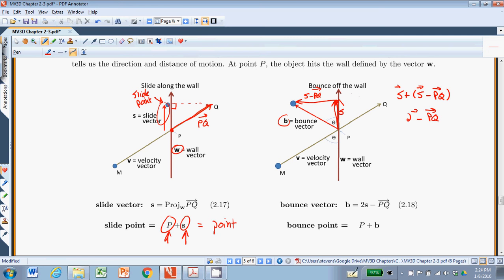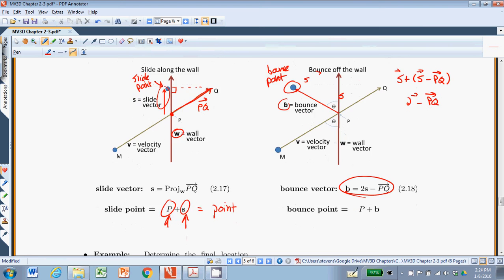Right? So that bounce vector is just 2S minus PQ. And again, if I actually want to get the bounce point, that's this blue dot, that's what I call the bounce point, I have to do a non-standard addition of a point, right, the collision point plus the bounce vector. So that gives me the actual terminal position of the ball after this one velocity step.